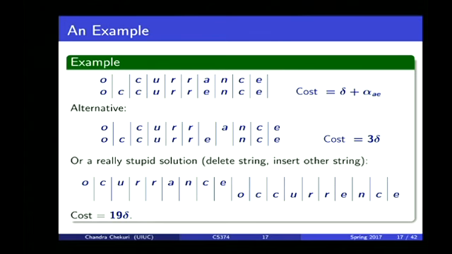And so the problem again is: I give you two strings, x1 to xn and y1 to ym, and all these costs. For every pair of letters, I tell you the cost to change this letter to that letter. And now you want to find for me the alignment with the minimum cost.